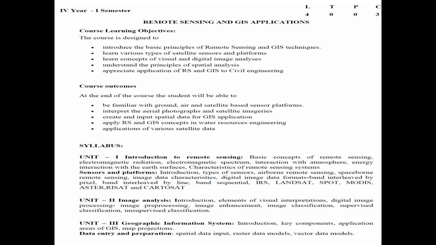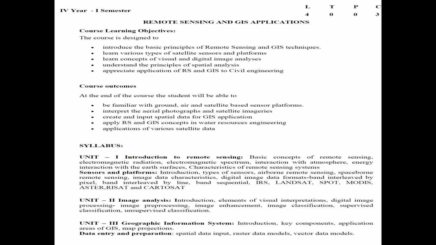Different types of satellite sensors, what are the types of platforms, and what are the basic principles of remote sensing and GIS applications, understand the principles of spatial data analysis, and appreciate the application of remote sensing and GIS to civil engineering. See another one, course outcomes.